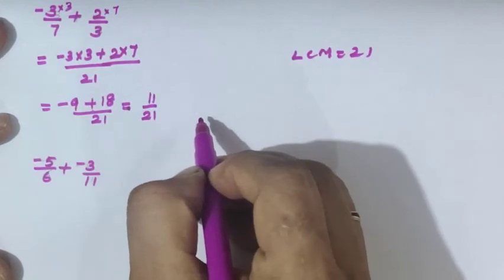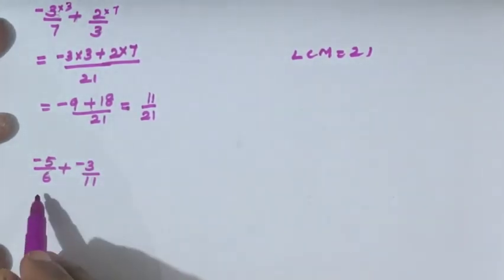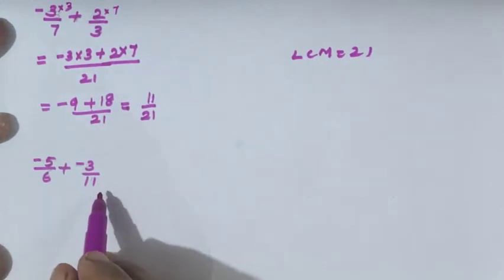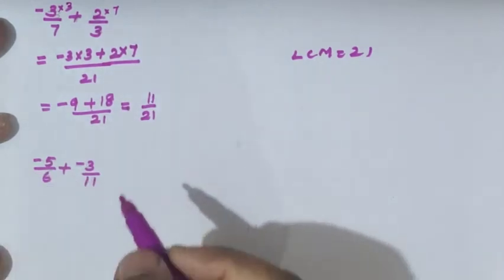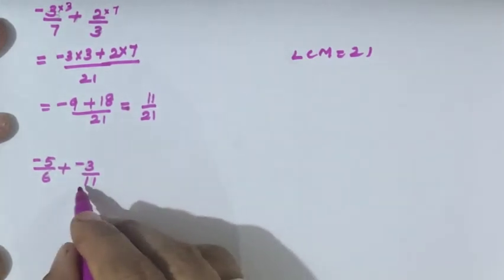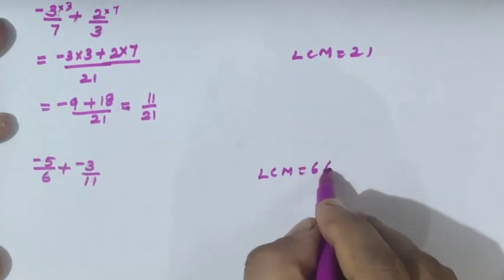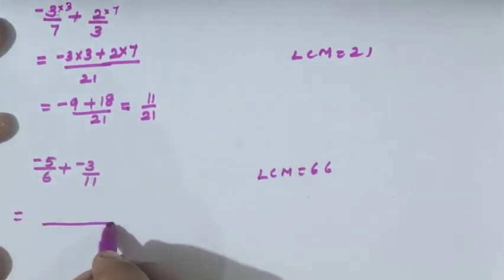Right? So our answer is 11 by 21. Now what is the next question? Minus 5 by 6 plus minus 3 by 11, both are minus only. So here also we have to go for the LCM. LCM equal to 66, we will take LCM equal to 66. So here we'll write 66.